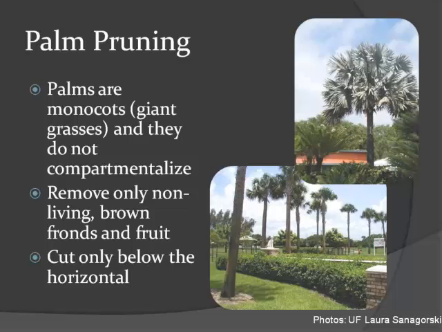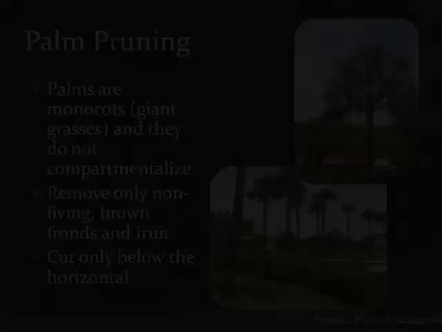We recommend that you only remove dead fronds that are hanging down, so the brown fronds. You can also remove any fruits or flowers to help keep the tree looking tidy. We do recommend that if you are planning on removing any green tissues, that you cut fronds that are below the horizontal. And a good way to figure this out is to picture the face of a clock. The 9 o'clock and 3 o'clock positions are your horizontal, so any fronds that hang below that could be removed.